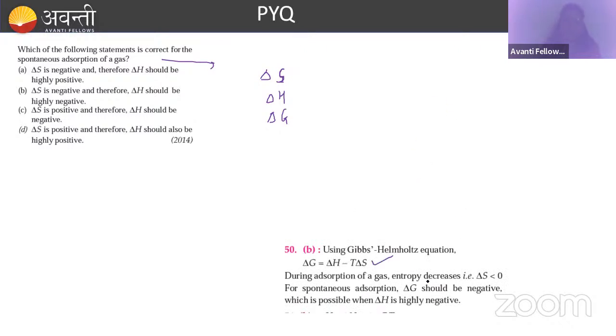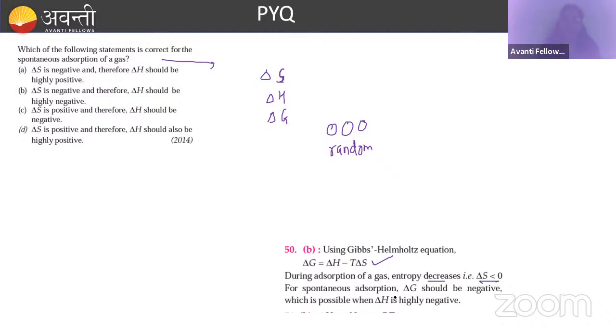So during adsorption, what happens? First of all, gas होता है, गैस में रैंडमनेस ज्यादा होता है, right? It gets stuck on a surface which is a fixed surface. So first of all, gas was randomly moving everywhere, but when it's stuck on a given surface, now what happens? Its randomness becomes less. So that's why its entropy decreases, right? So during adsorption the entropy of a given gas decreases.